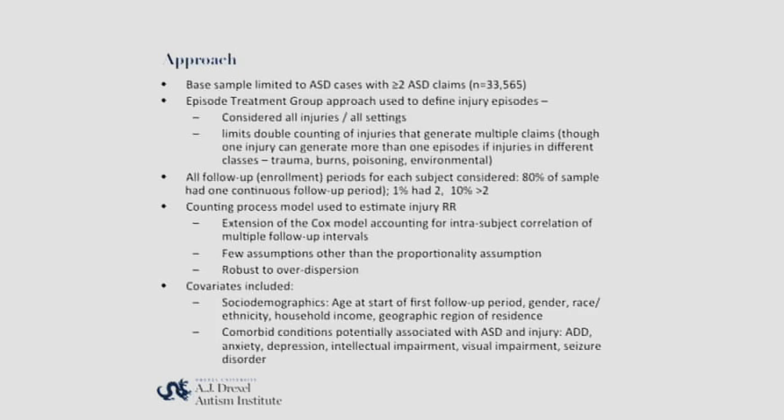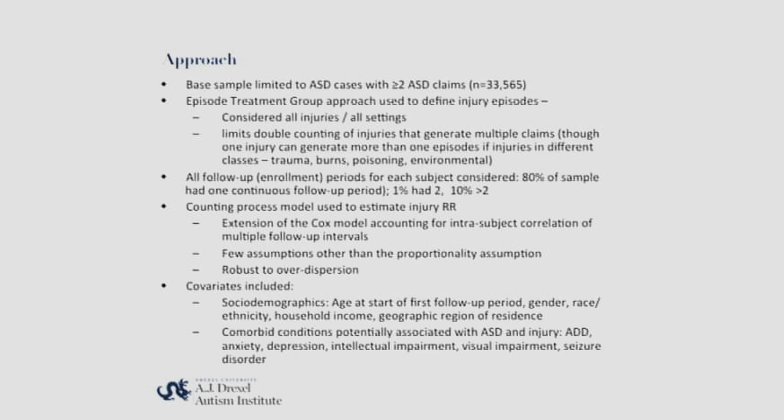So what we did is we took our base sample, but we limited the ASD group to the kids who met the criteria of having two claims for ASD. We used an episode treatment group approach to define injury episodes. This is helpful because it can limit double counting of injuries. One injury can generate multiple claims, and the episode treatment group approach has a way of aggregating those so you're not overcounting injury events. We also considered in our analysis all injuries in all settings. It wasn't just limited to injuries that brought a child to the ED.